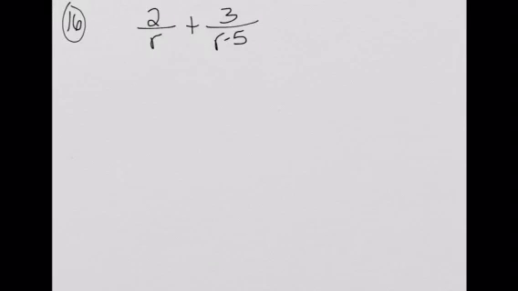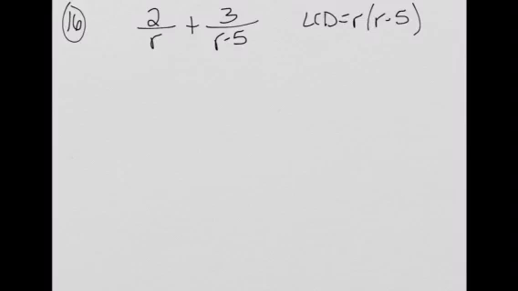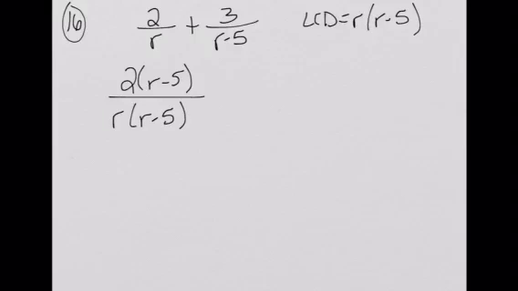Alright, with number 16, we're doing the same thing, adding rational expressions. So finding my LCD, we start with the first one, which is just r, go to the next one, it's r minus 5, and so that's my LCD. So the first one is missing the r minus 5, so that's what I multiply to the top and to the bottom. And then the second one is missing just a factor of r, and so that's what we multiply to the top and to the bottom.